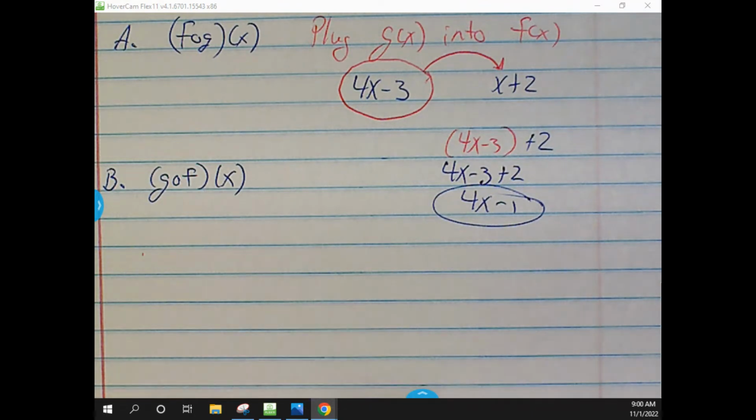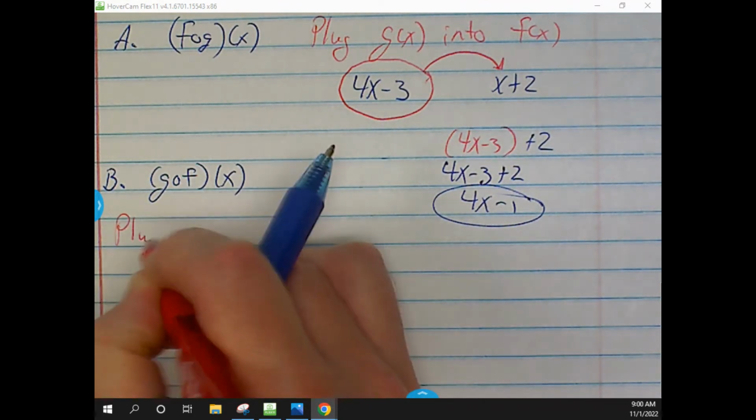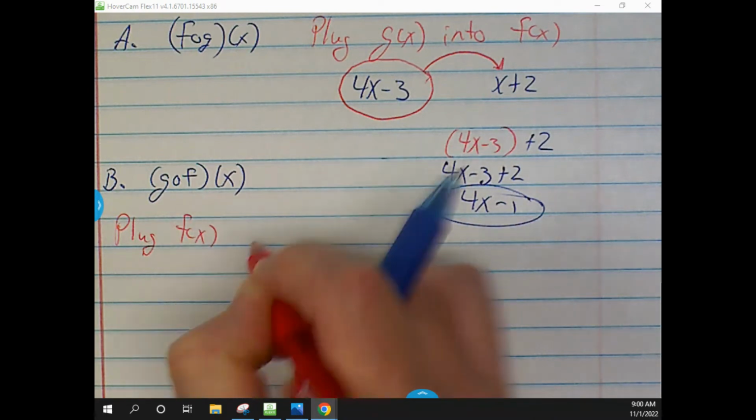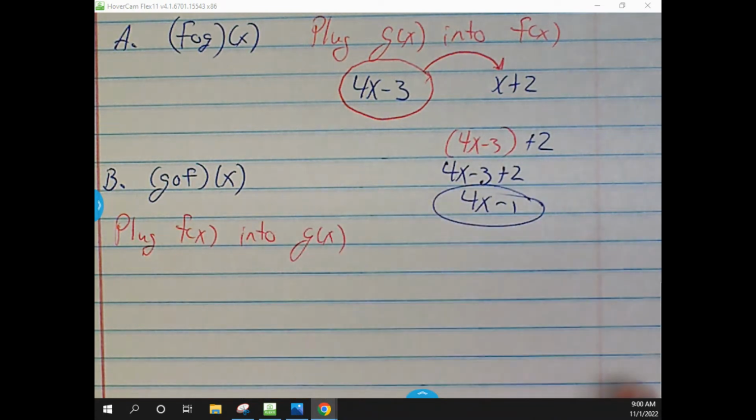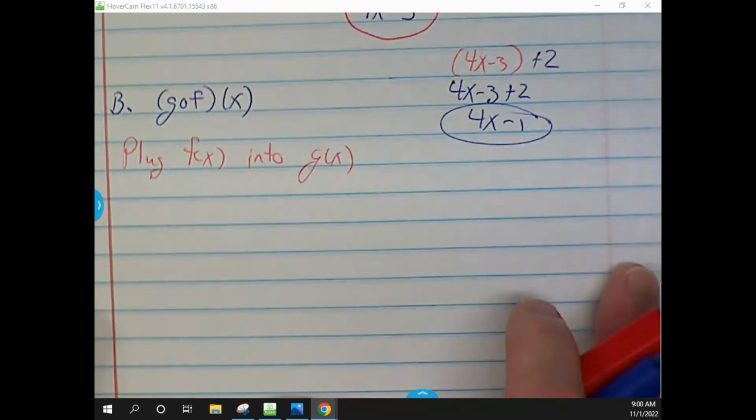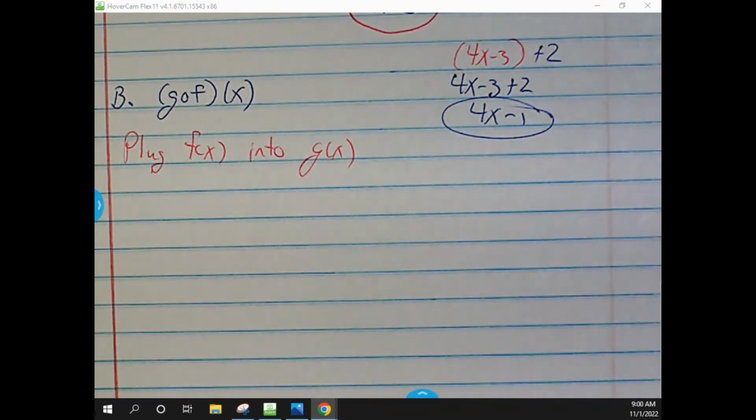So g of f of x means we're going to plug f of x in the g of x. And I know that's a small step to actually write down those few words, but for me, that was the key. That was the trick for me when I did this, to make sure I knew which one was going where, because sometimes I got off for this thing.